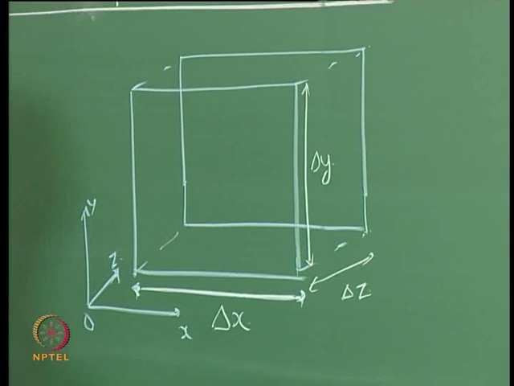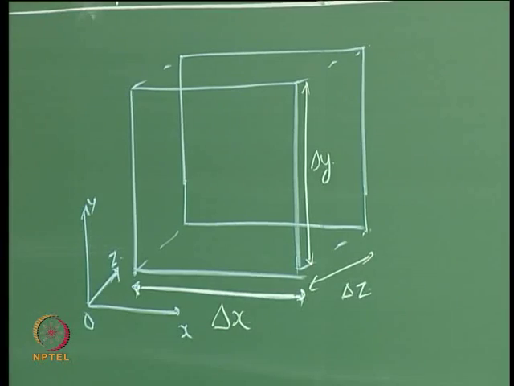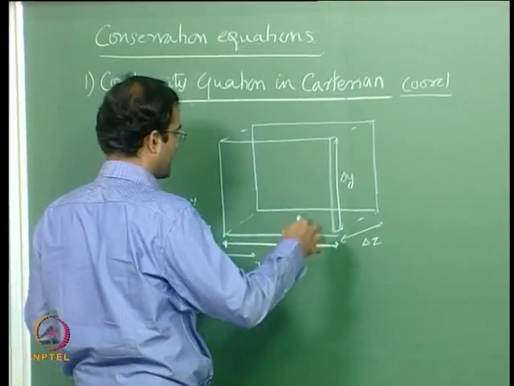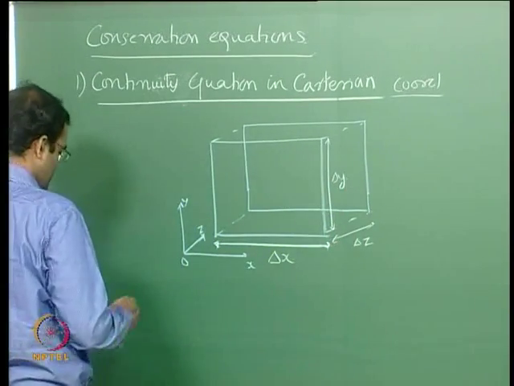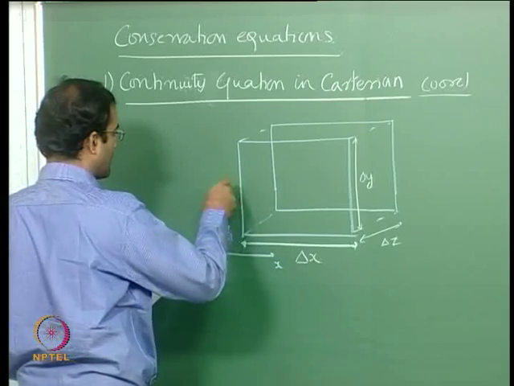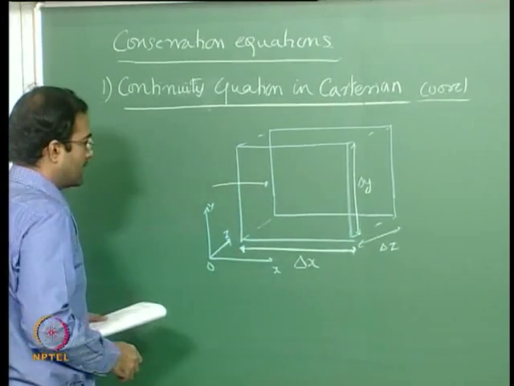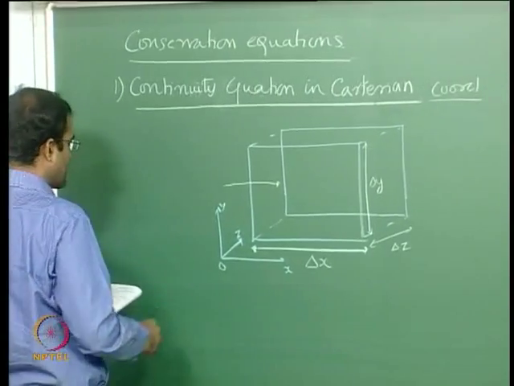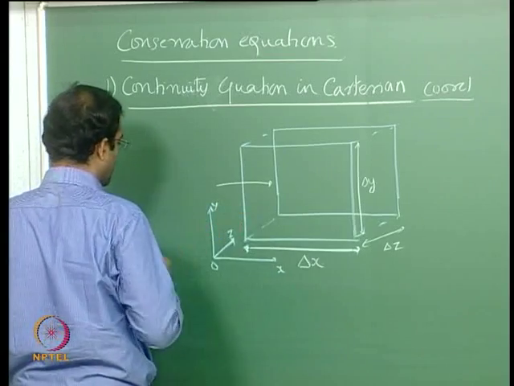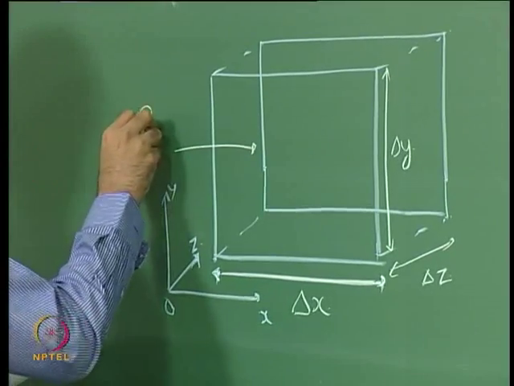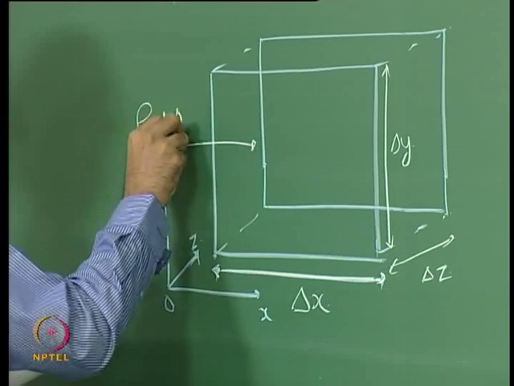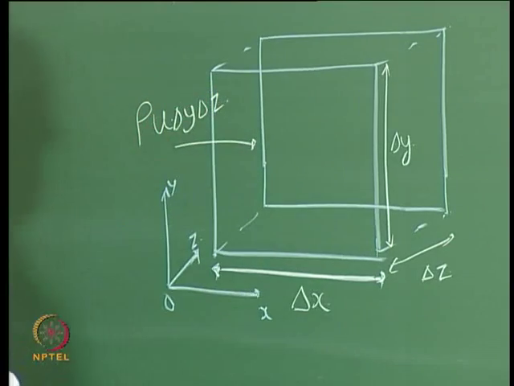When we look at the continuity equation or the mass transport, we have to look at, for a fixed control volume, the amount of mass which is coming in a certain direction and the mass which is leaving in the same direction. The mass flow rate entering the control volume along the x direction, from the left end, is density times velocity times the cross sectional area. The cross sectional area in this case is delta y times delta z. So that is rho A V.